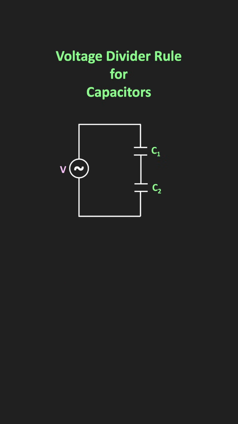Here, since the two capacitors are connected in series, the same current will flow through both the capacitors. So at any given time, the charge across each of the two capacitors will be the same. We can say that the charge across the capacitor C1 is the same as the charge across the capacitor C2, and that is the same as the net charge Q supplied by the source. That means whenever capacitors are connected in series, the charge across each capacitor remains the same.